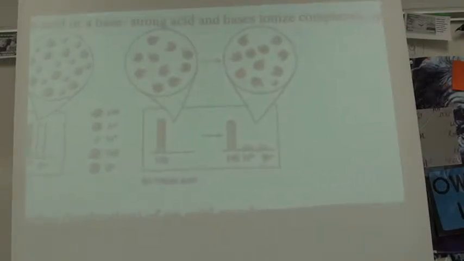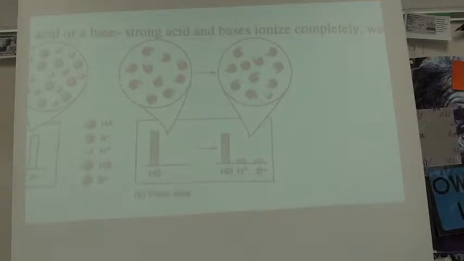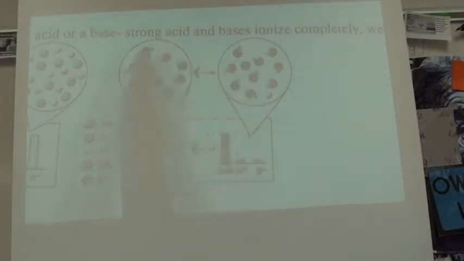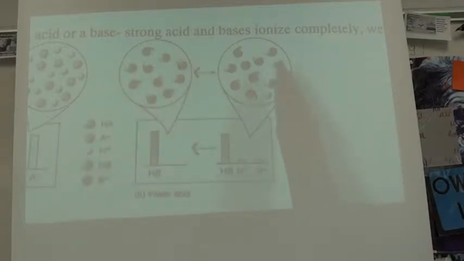However, if you have a weak acid or a weak base, it does not dissociate completely and it makes an equilibrium situation. So you start out with the weak acid or base molecules, and at equilibrium you have mostly molecules and a few ions. That would be represented here.